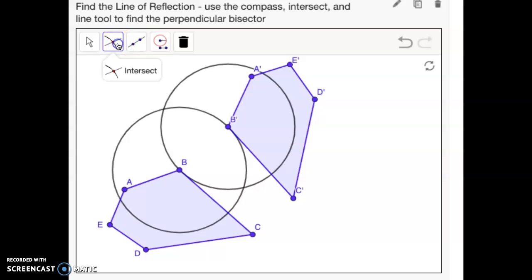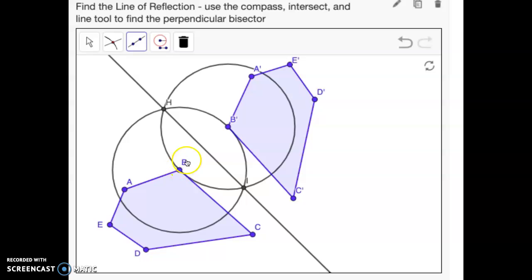And now I'm going to use my intersect tool to find the intersection of these two circles, which I have H and I. And now I'm going to put a line through them. So when I put a line through it, it finds the halfway point between B and B prime. So this line in the middle is the halfway point or the midpoint. And it also gives me my line of reflection.